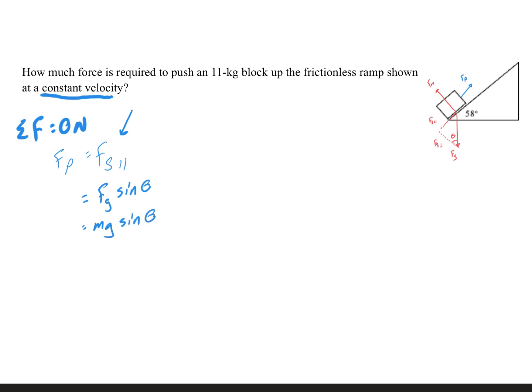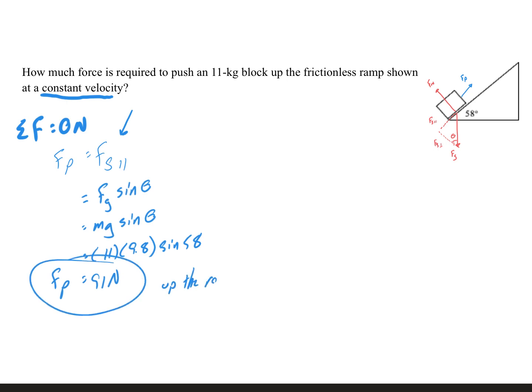So plugging everything in here, I have 11, 9.8, and with a sine of 58 degrees. So when I crunch those numbers, I get 91 newtons of pushing force, and that is directed up the ramp. And that's how these questions go.